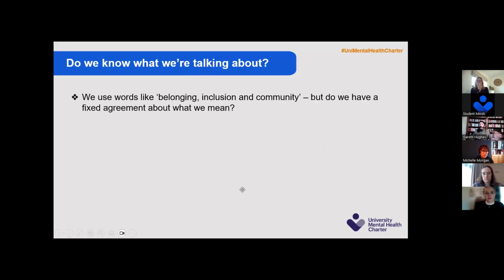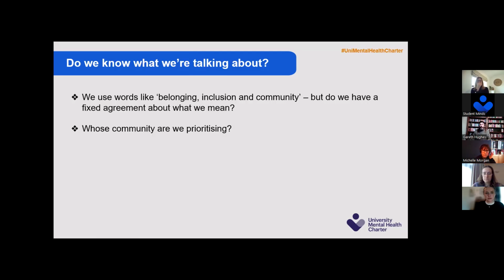But as I say, we're using words like belonging. Belonging to what? Is that a physical thing? Is that a felt thing? Inclusion, community. But I don't think we have a fixed agreement about what we mean. And so that's then reflected in the way universities respond to that theme and talk about it overall, and in the ways that we feed back to them.